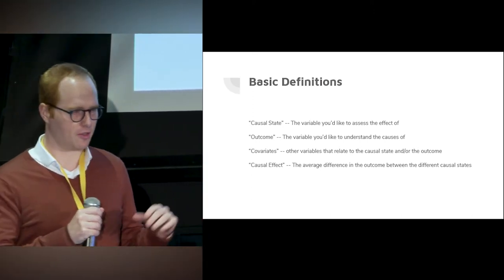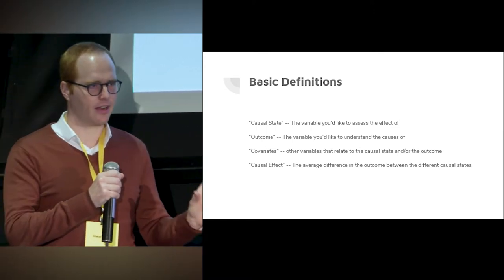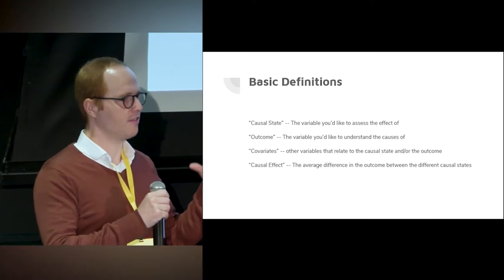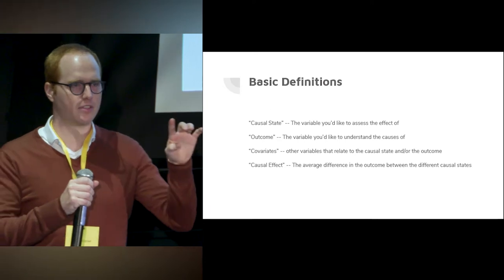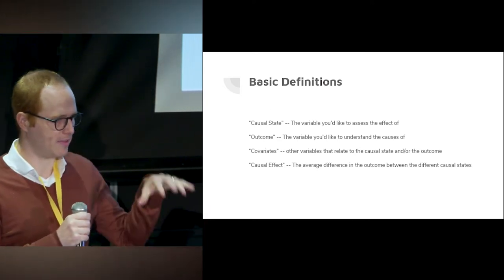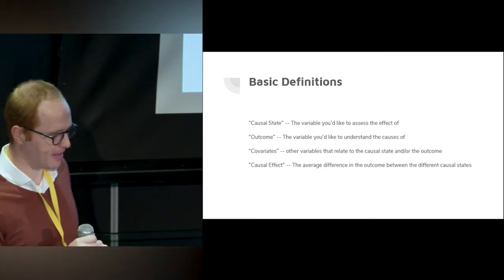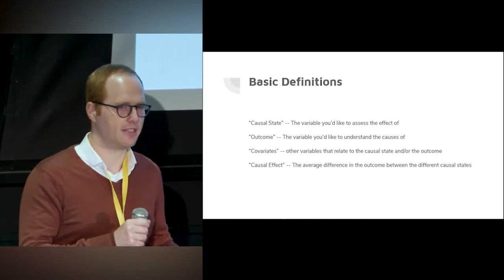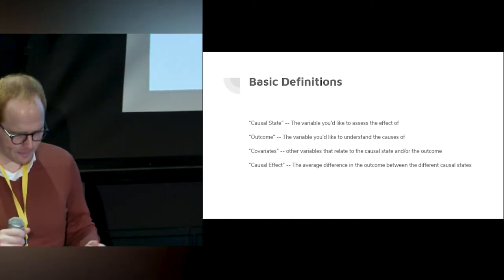Once you've got a causal state, there's some outcome you care about. This could be some set of metrics potentially, but we'll keep the focus narrow as one single metric. You could talk about the causal effect of the causal state on any collection of metrics if you like, but each of those is a separate inference problem for the purposes of this discussion. Then there's some other set of variables you might care about. These are covariates. They might reduce the noise in your estimation, or they might have some more significant purpose, which we'll talk about in a little bit.